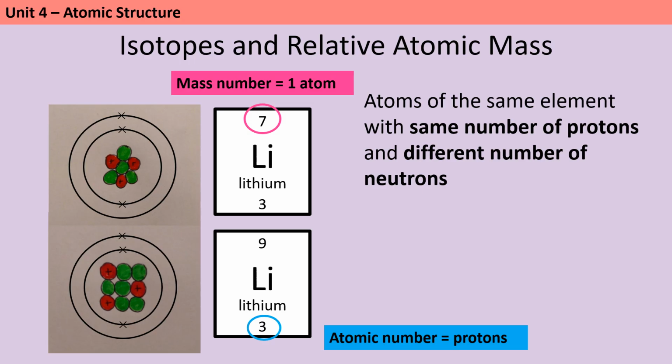Now, the reason that all of this atomic structure is relevant is that when we talk about radioactivity, it tends to be different isotopes of elements that we're interested in. Isotopes are atoms of the same element that have the same number of protons, because the number of protons is what defines what element something is, and they have different numbers of neutrons.